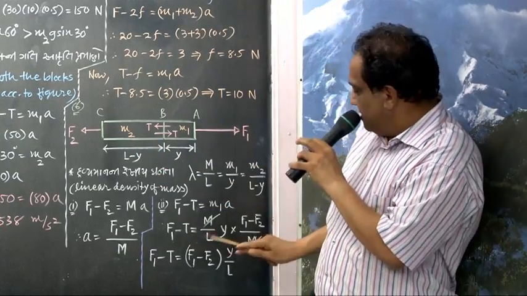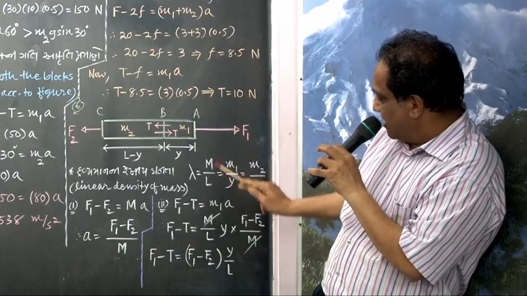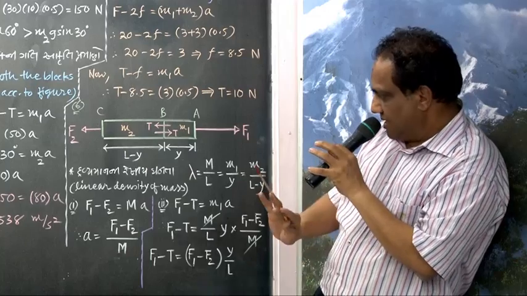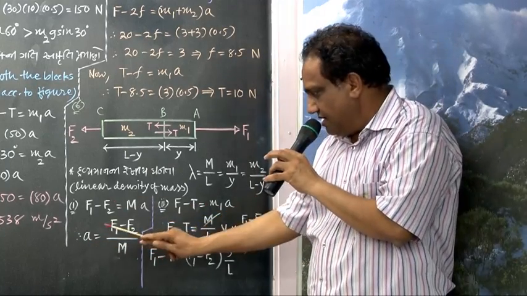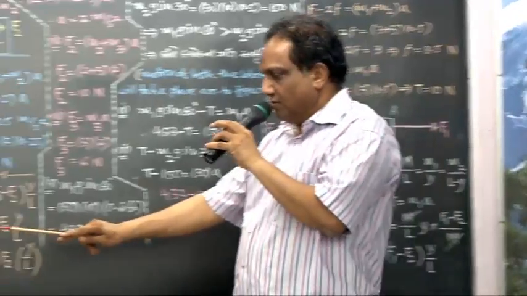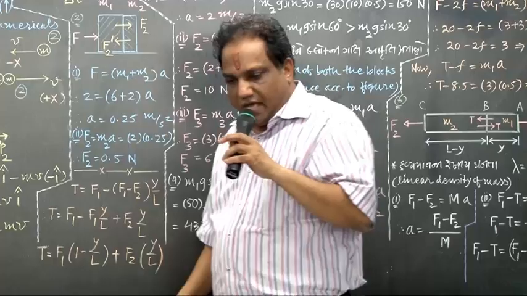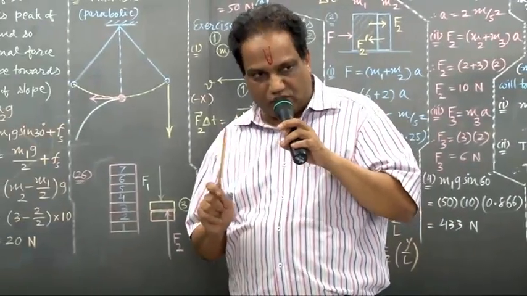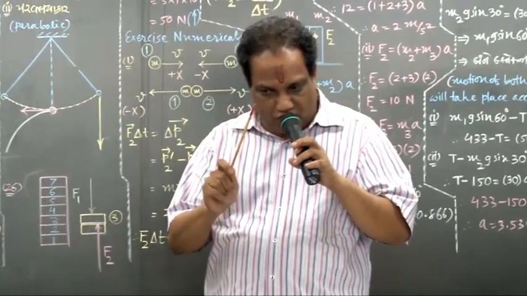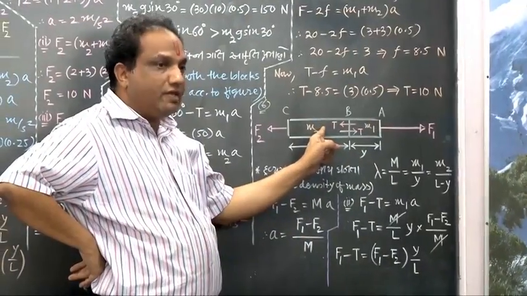Find out M2 from here. M2 will be how much? M upon L into L minus Y, into A. A is this much, same. Make T the subject of the equation, and you will get the same result. Have some patience in the simplification. Don't lose the courage. You go on simplifying without any mistake.